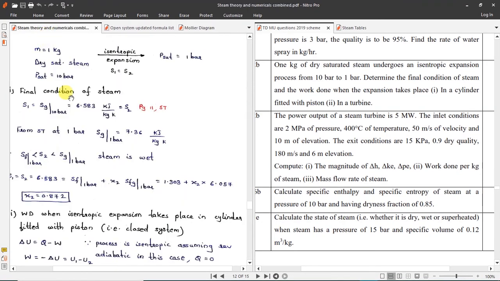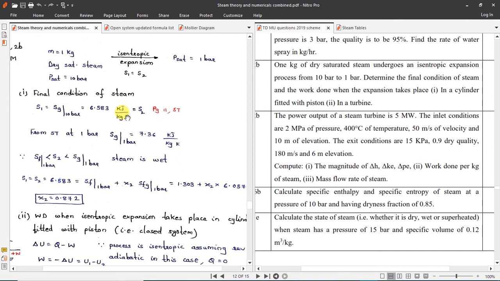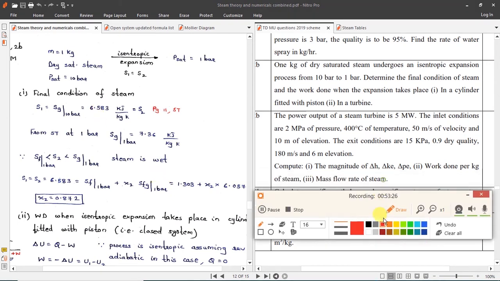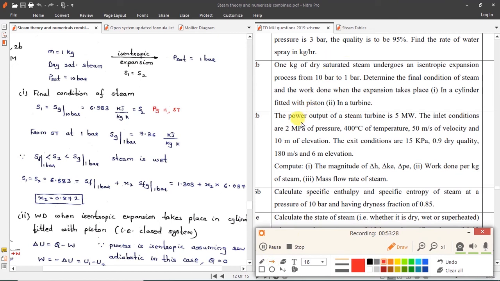Coming back to this question now. How to understand this practically? How to find out the state of point number 2? For this we will draw a TS diagram, a temperature versus entropy diagram. Suppose this is the vapor dome and this is a constant pressure curve. What is the pressure? The pressure is 10 bar.